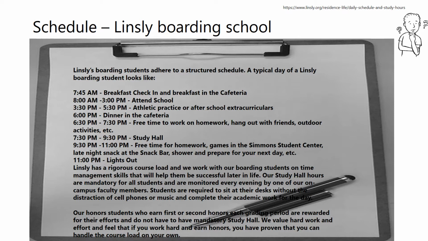They have study hall. Study hall hours are mandatory for all students. They are required to sit at their desks and study hard. So, what do you think about this schedule? Think, how is it different from yours?